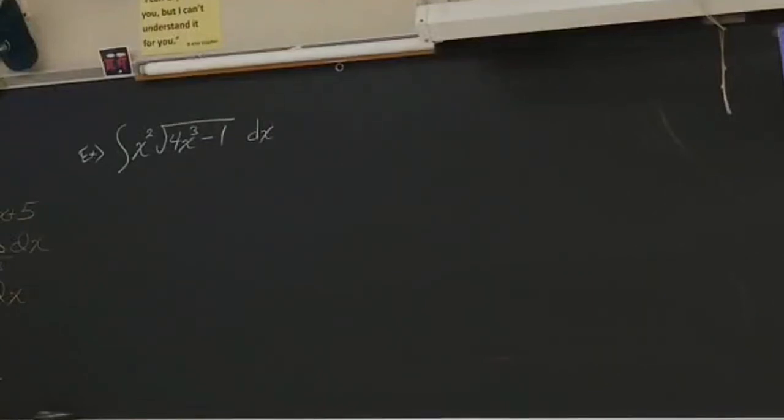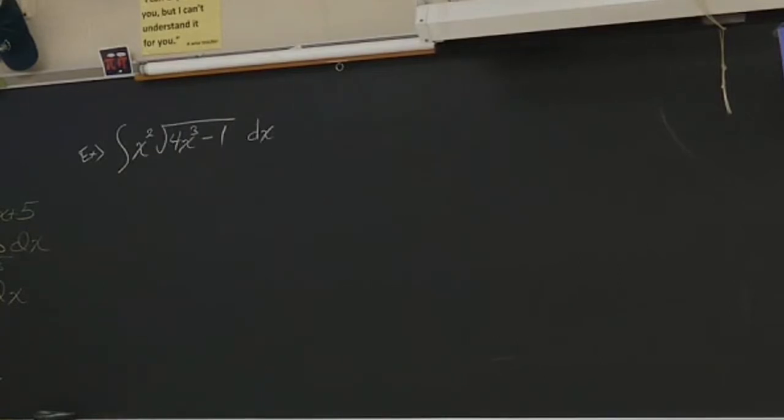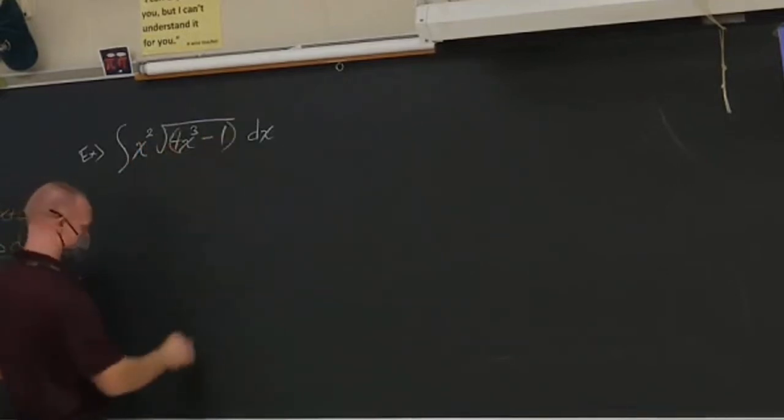Which kind of takes us to this next example. Do you see an inside? Do you see an outside? Let me help you to see it, okay? I would imagine, and I hope that you feel like 4x cubed minus 1 is on the inside.